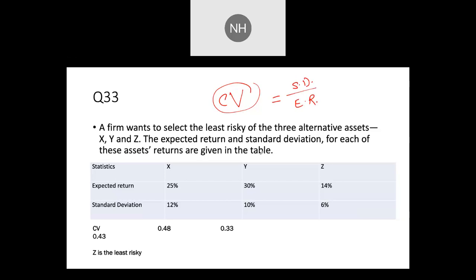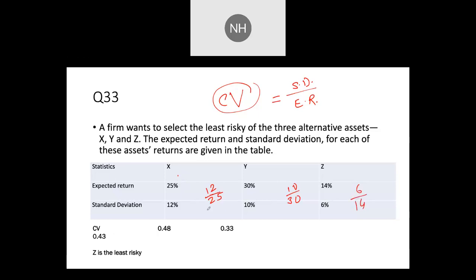You have to remember this. You will not get this in the exam. So you have to remember this. If you get this question, then you will apply this formula and calculate the CV for X, Y and Z. For CV X, 12 upon 25. Just check it yourself also. If the calculation is wrong, we can correct it here. 10 by 30 and 6 upon 14.